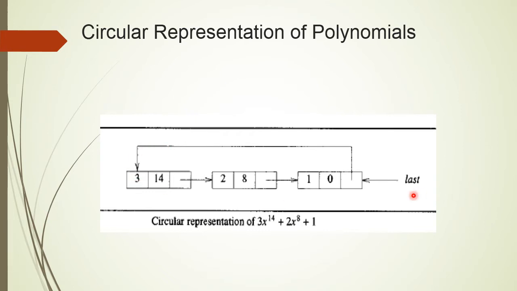With a normal linked list, we maintain one variable called first, which always points to the first node of the list. With the circular single linked list, the last node plays an important role. That's why we maintain one pointer variable called last, and we always make it point to the last node of the linked list. This is how we can store the terms of a polynomial using a circular single linked list.